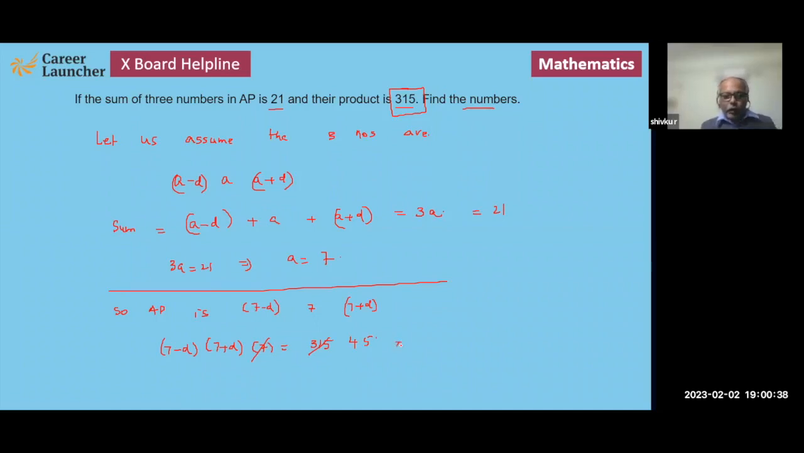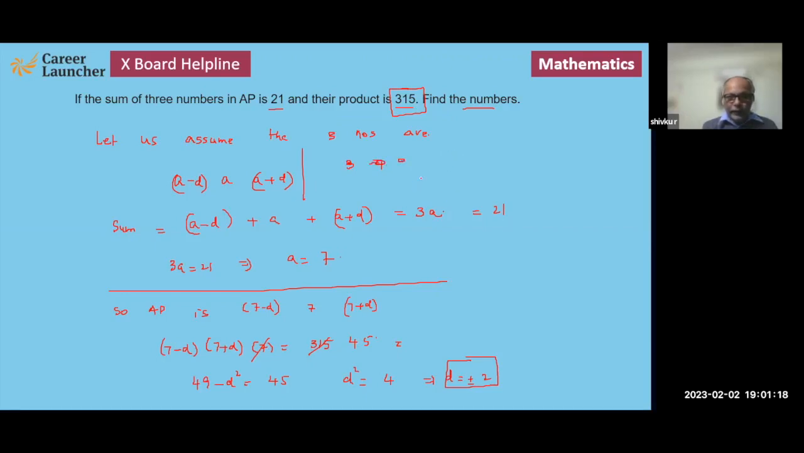And if I want to, I could also solve this using this one. 49 minus D squared is equal to 45. So D squared is equal to 4, which implies D is equal to plus or minus 2. So when you say D is equal to plus or minus 2, in one case, you will find that the sequence that we are talking about will be 7, 3, and 9. Sorry.